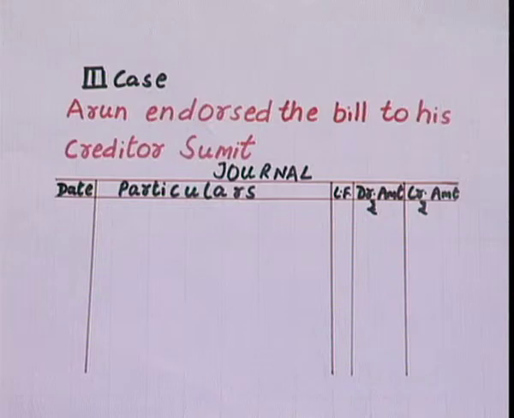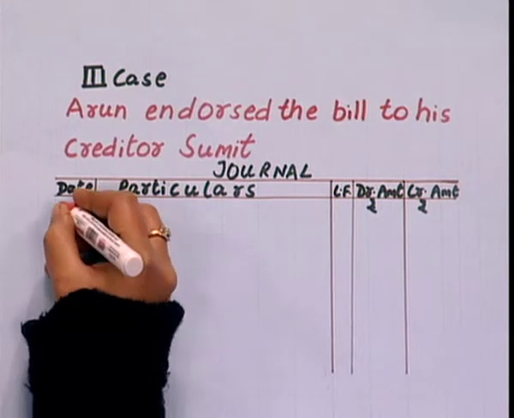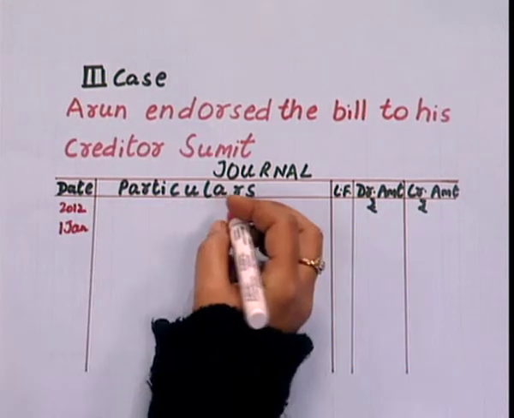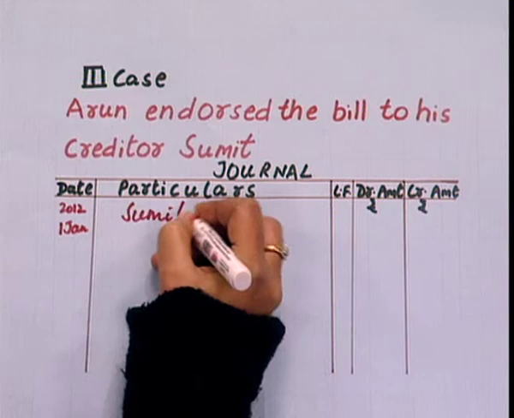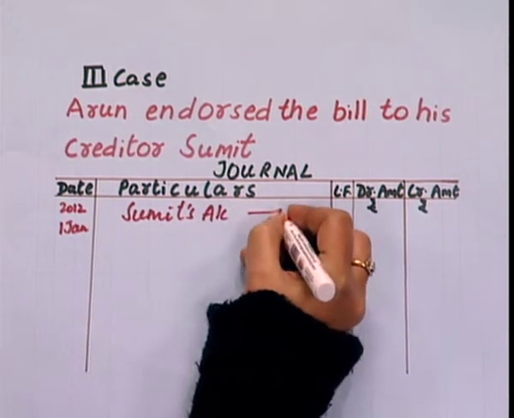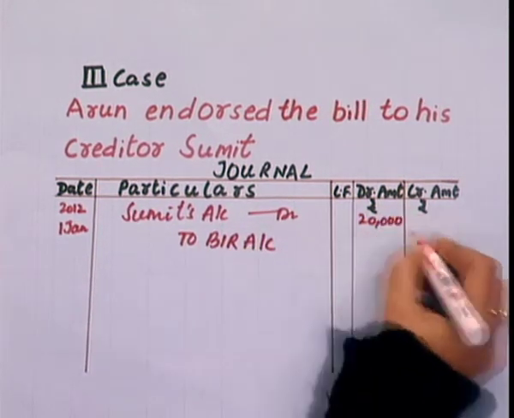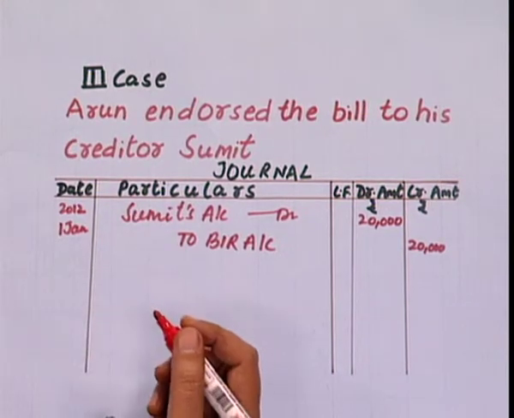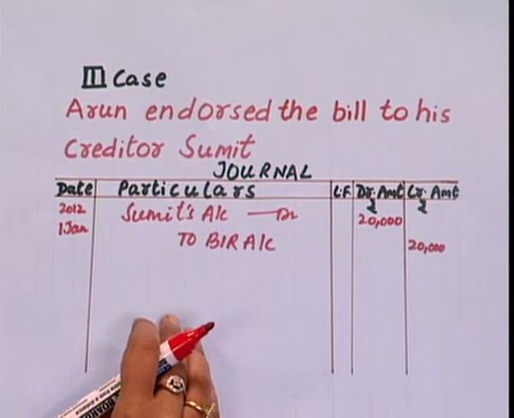Now, moving on to our next case, the third case, in which Arun endorses the bill to his creditor Sumit. In this case, again we are assuming that the bill is endorsed to the creditor Sumit on 1st January, that is the date on which the bill was received. So, the entry for it will be 1st January year 2012, bill is being endorsed to Sumit, Sumit's account debit to bill receivable account rupees 20,000. Narration: being bill endorsed.